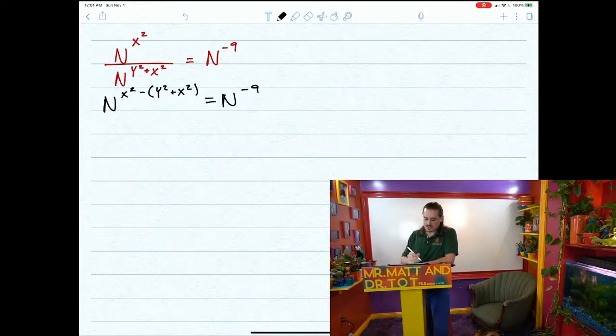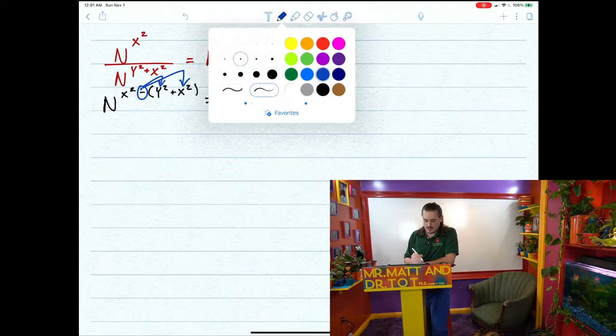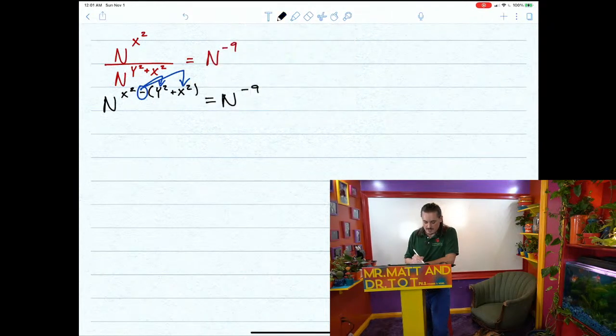Now the tricky thing is that you need to make sure that this negative gets applied to both values inside of the parentheses. So this is going to turn into n to the x squared minus y squared minus x squared power.